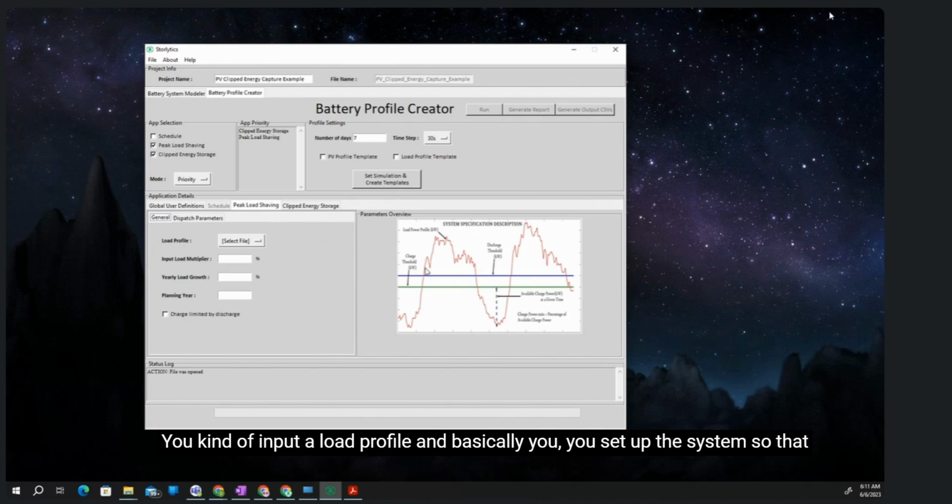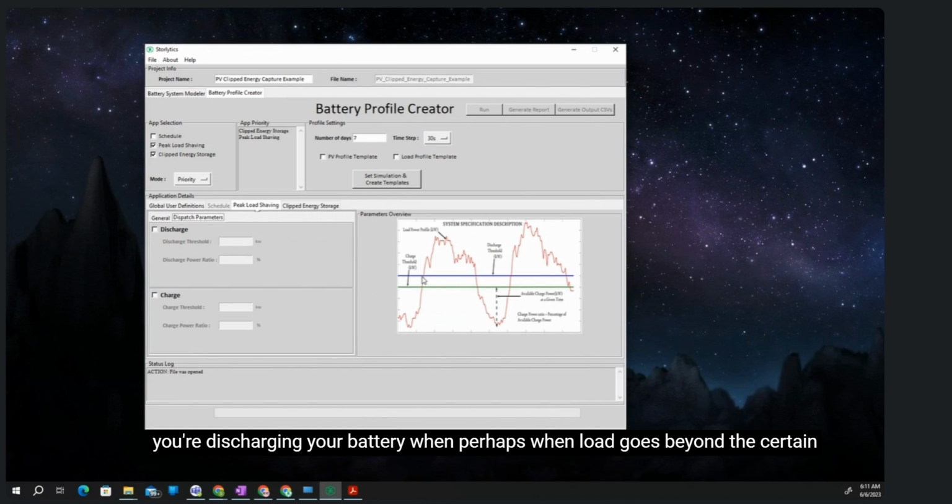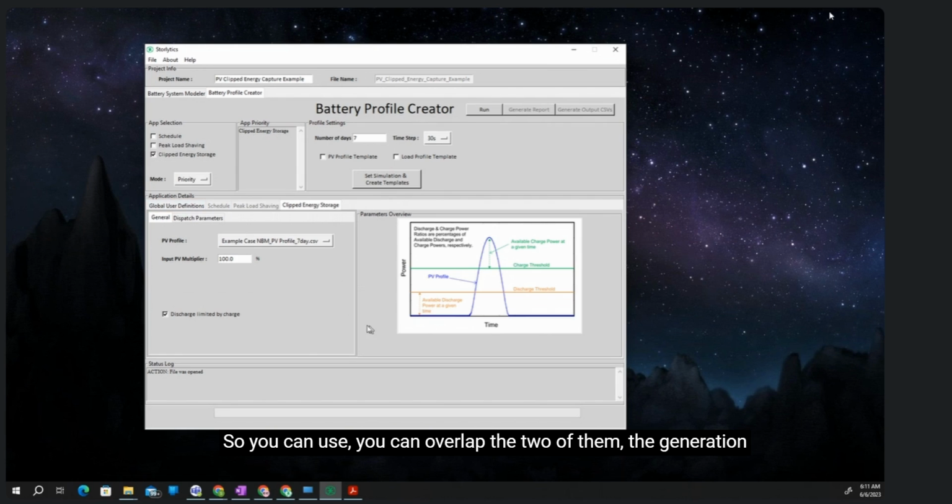And basically, you set up the system so that you're discharging your battery when load goes beyond a certain threshold and allowing it to charge when load is lower than a certain threshold. So this could be used for applications like demand charge management, demand response use cases, things like that. So you can overlap the two of them, the generation and the load profile.